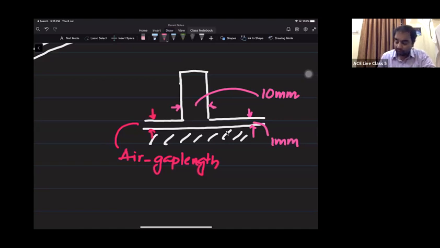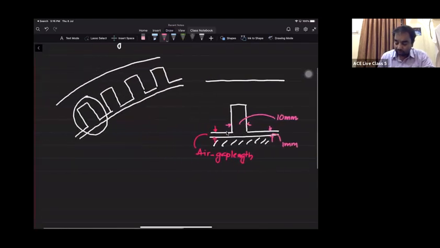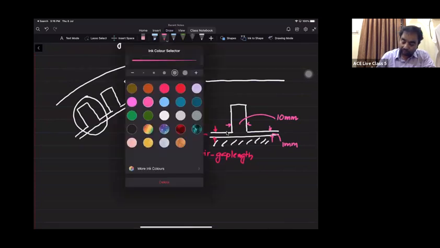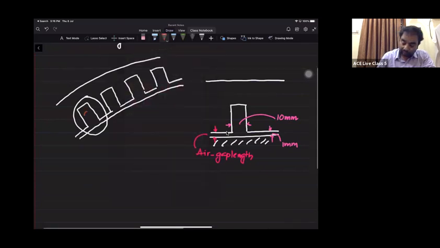Done. So I'll try to consider one conductor here, and this conductor is carrying the current into the page. Then you know that every current carrying conductor will produce a magnetic field, and if you want to know the direction of that magnetic field, you need to call upon the right hand thumb rule.